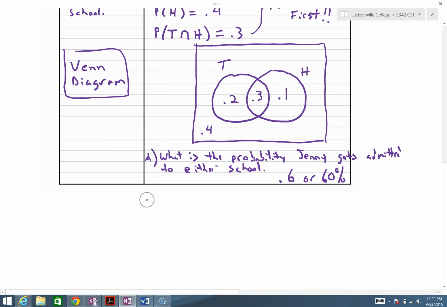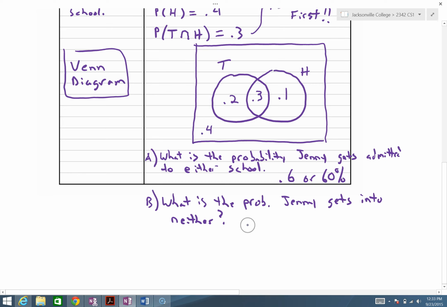B. What is the probability Jenny gets into neither school? Well, that'd be this, wouldn't it? This is neither school, 0.4. Or 40% I could write, but 0.4 is good enough there.